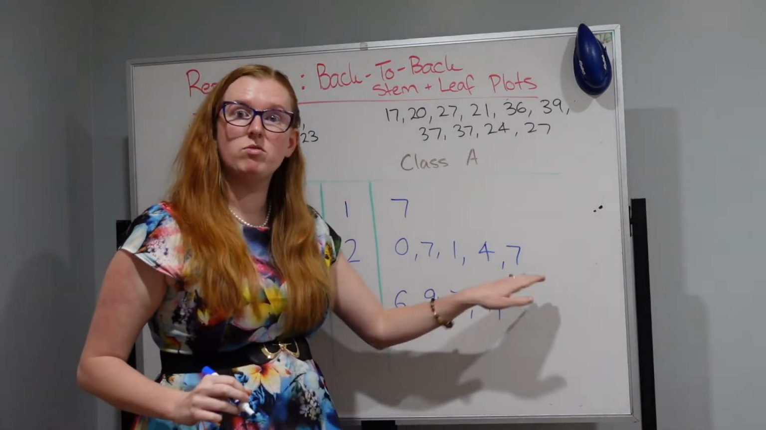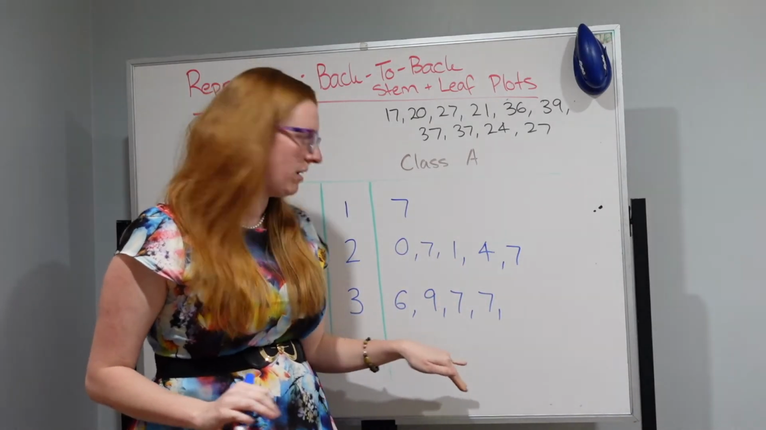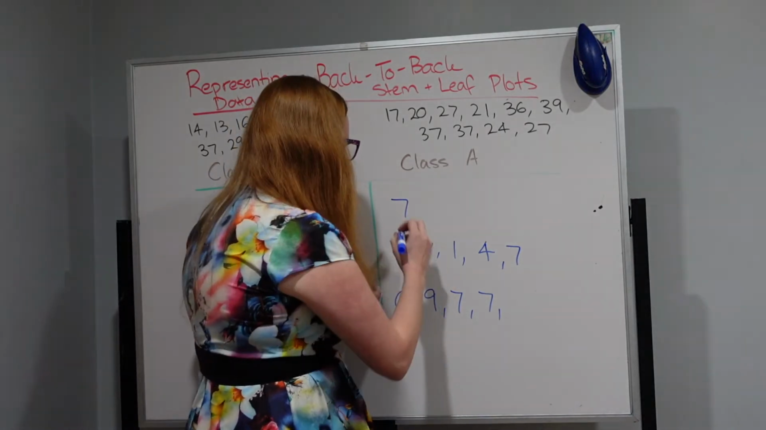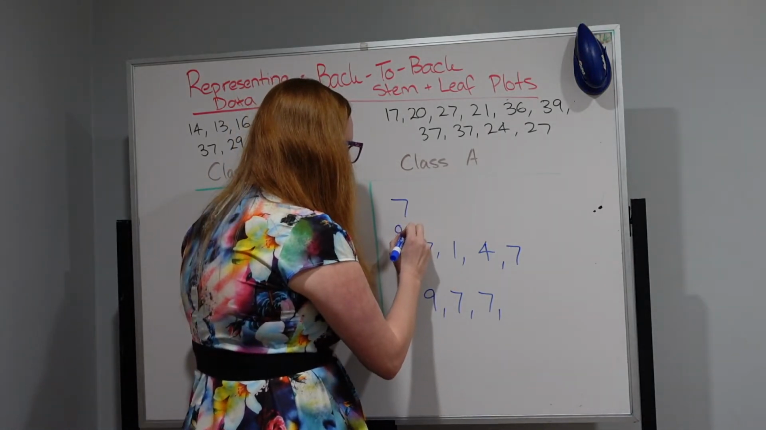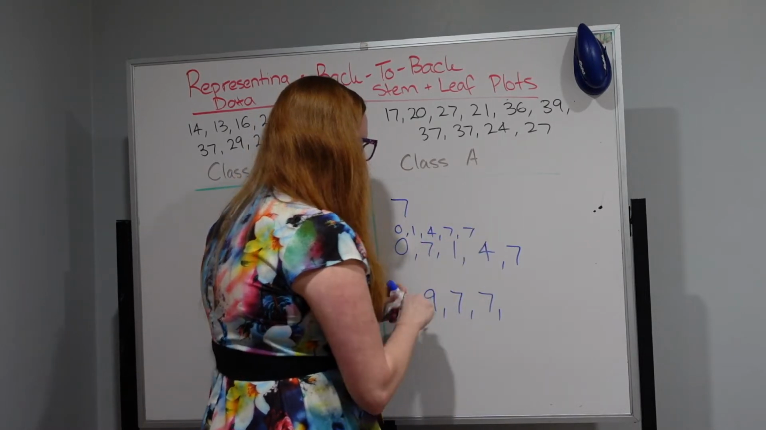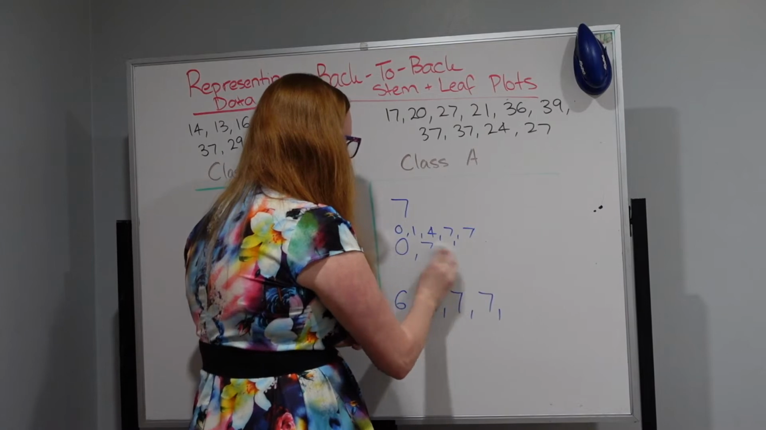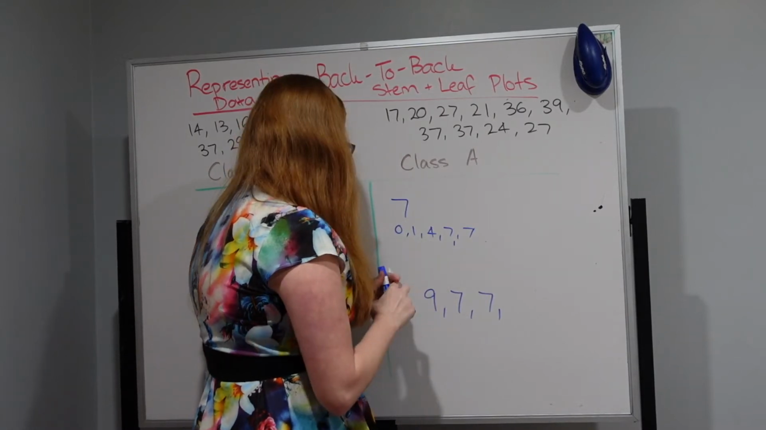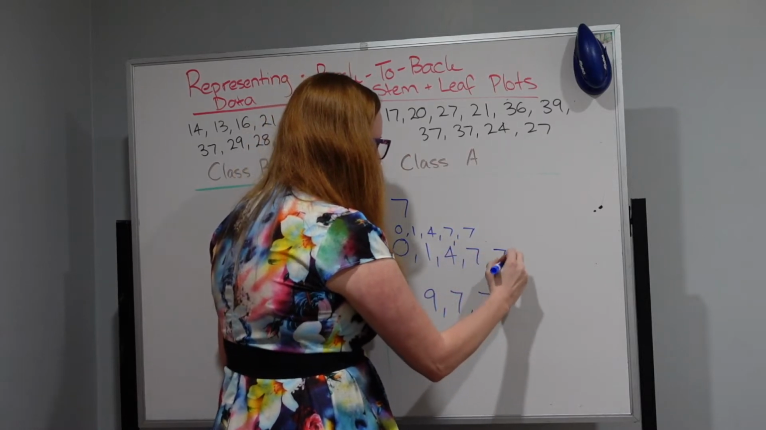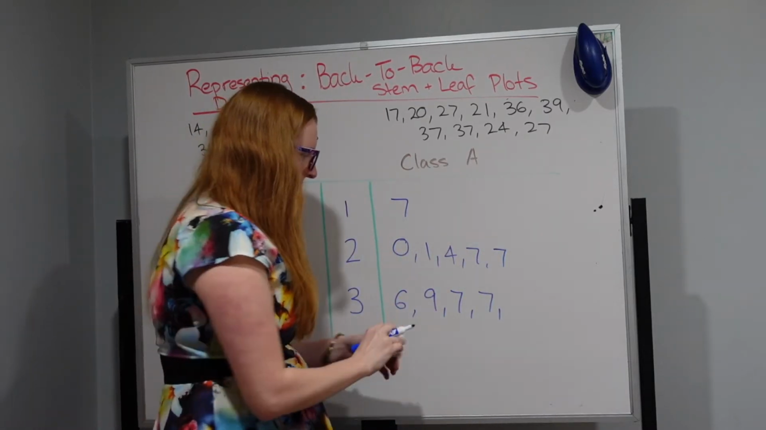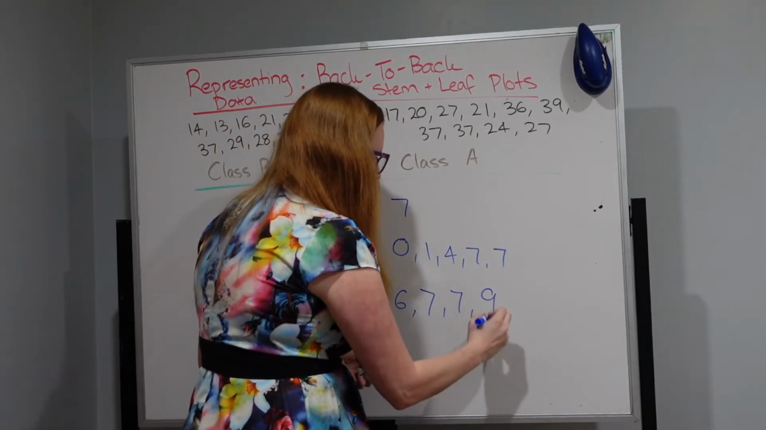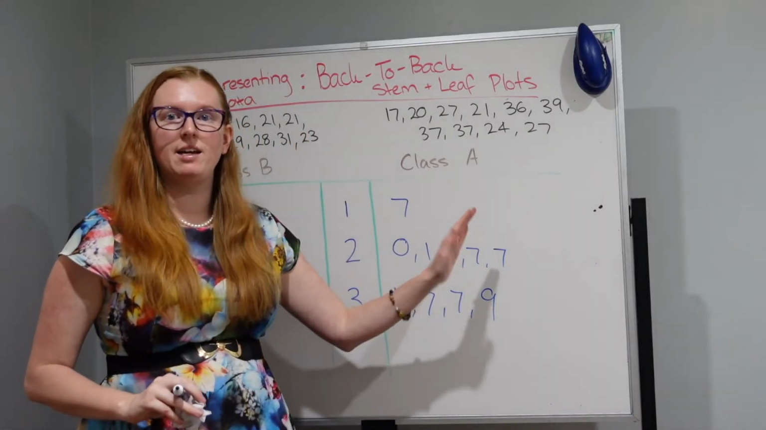Okay, but now I'm going to rewrite each of these because they're not in the correct order. So stem and leaf plots always have to be in the right order. I might just write these above. 4, 7, 7, and then I can rub it out underneath and write it neater. So 0, 1, 4, 7, 7. And then I want to write these ones in the right order as well, so I'll move that 9 and that 7. Cool, there we go, I've done class A.